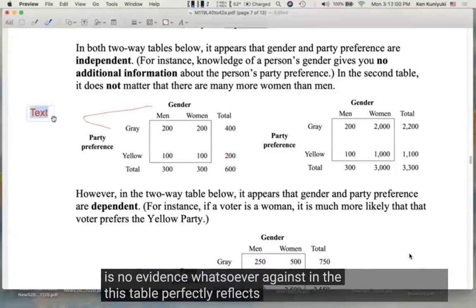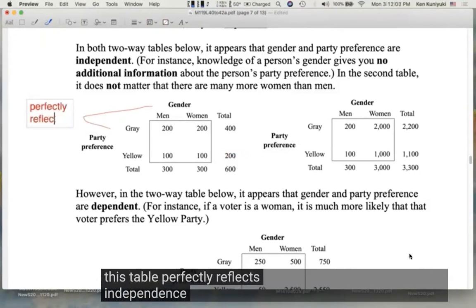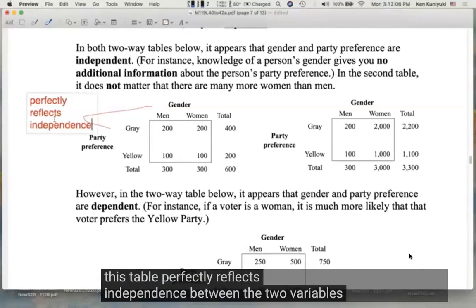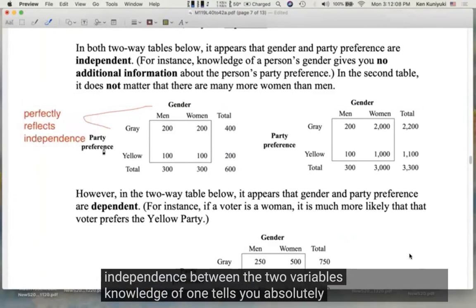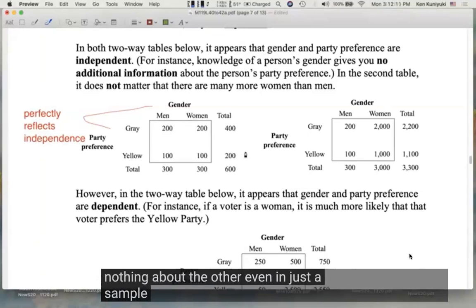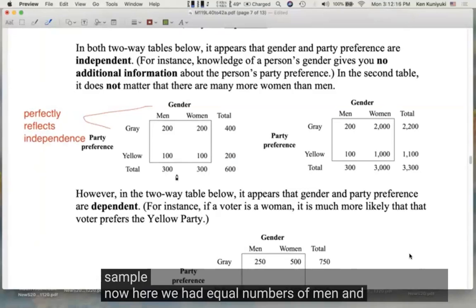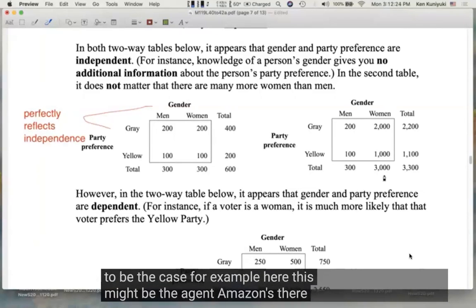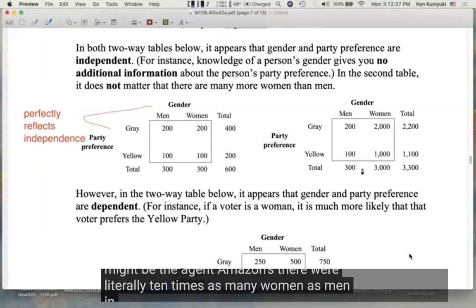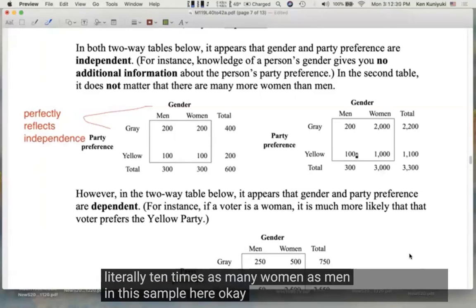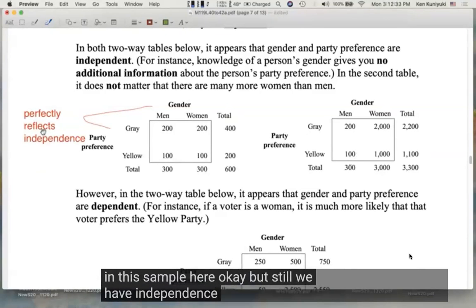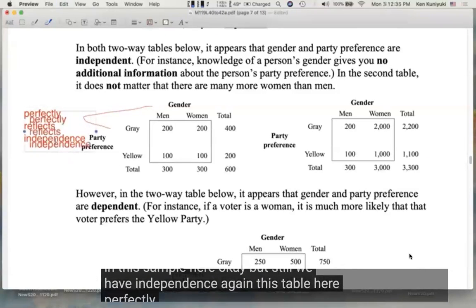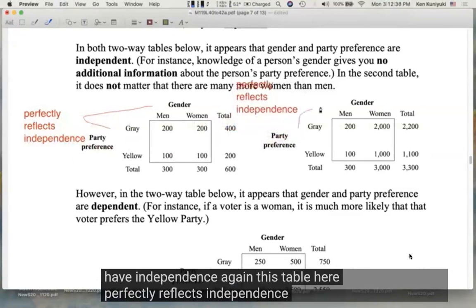This table perfectly reflects independence between the two variables. Knowledge of one tells you absolutely nothing about the other, even in just a sample. Now here, we had equal numbers of men and women, but you didn't even have to have that to be the case. For example, here, this might be the ancient Amazons. There were literally 10 times as many women as men in this sample here, okay? But still, we have independence. Again, this table here perfectly reflects independence.